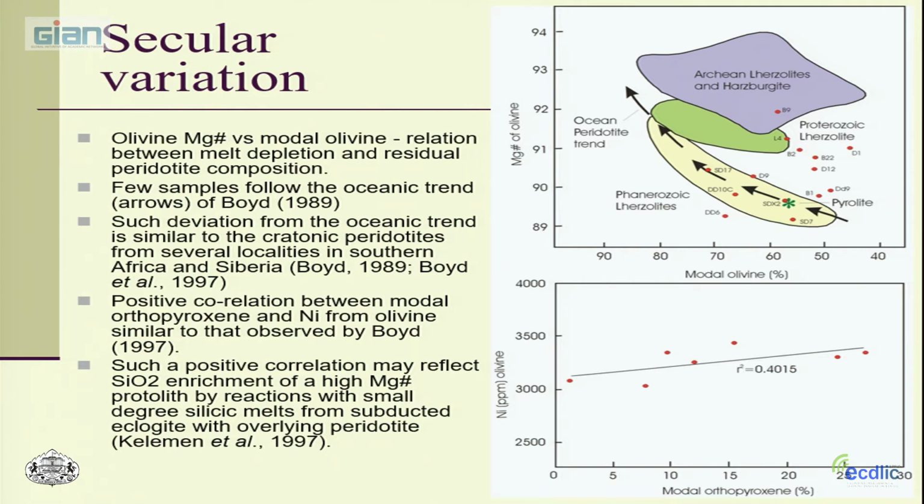Few samples follow the oceanic trend of Boyd. Such deviation from the oceanic trend is similar to the cratonic peridotites, but they are definitely not cratonic peridotites. There is a positive correlation between modal orthopyroxene and Ni from the olivine, similar to that observed by Boyd. Such a positive correlation may reflect SiO2 enrichment of a high Mg protolith by reaction with small degrees of silicic melts from subducted eclogites with the overlying peridotite. These are various different speculations. What is the correct one that we'll be looking at?